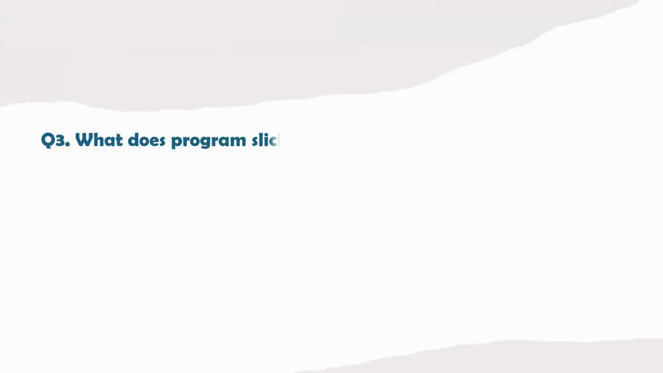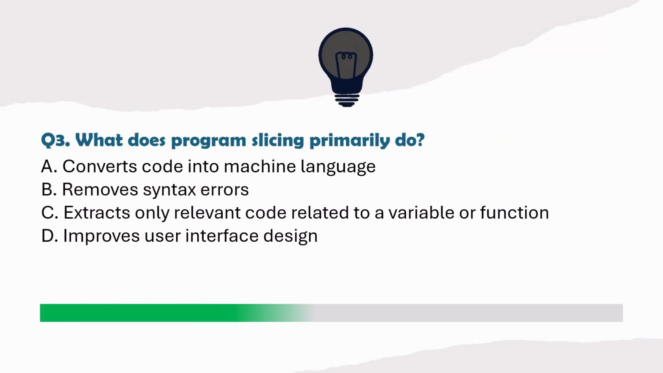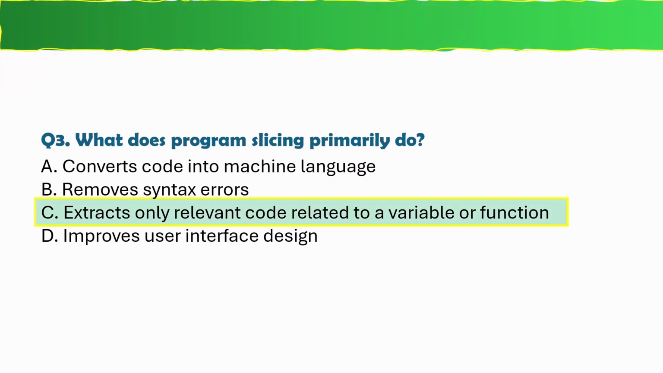What does program slicing primarily do? Here are the options. The correct answer is C, that it extracts only relevant code related to a variable or a function. Program slicing is like zooming into specific parts of a large system. Instead of analyzing thousands of lines, it isolates only the code that affects a specific computation. So slicing is a focused code extraction technique.